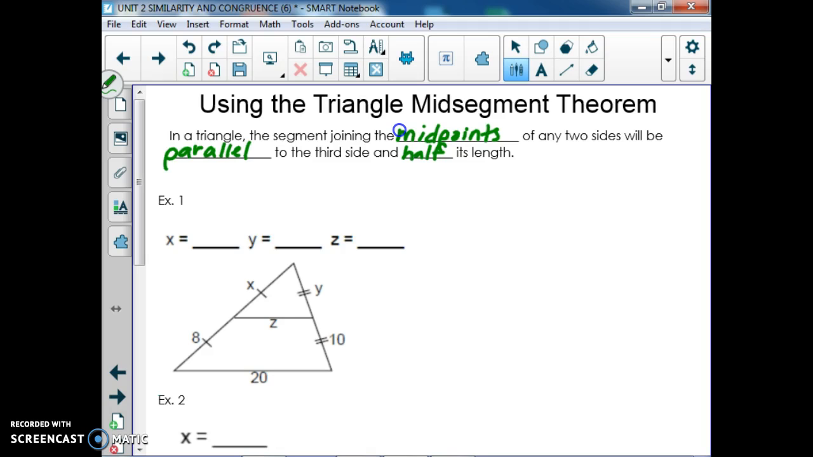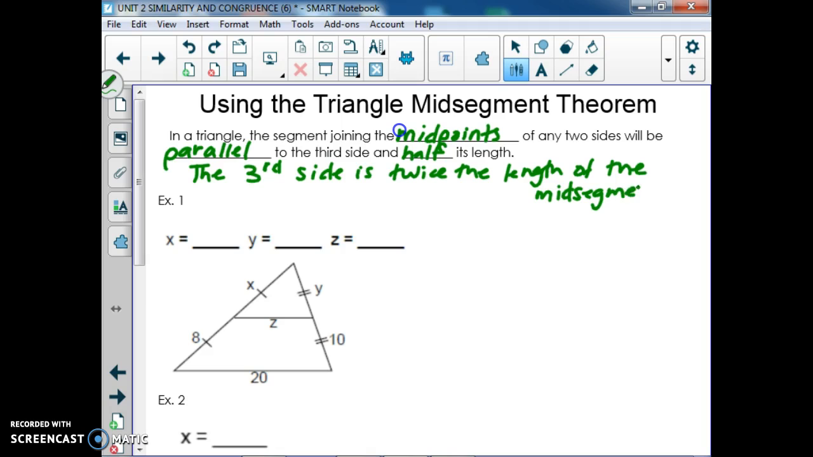You can also take that statement and flip it. You can say that the third side is twice the length of the midsegment. And the flipping of that statement comes in handy when you need to solve an equation to find the length of the midsegment or to find the value of x.